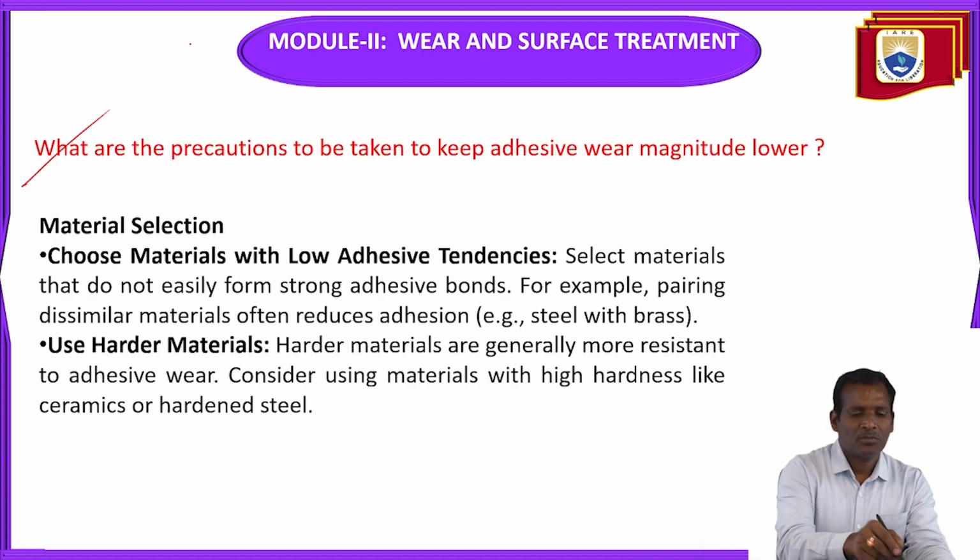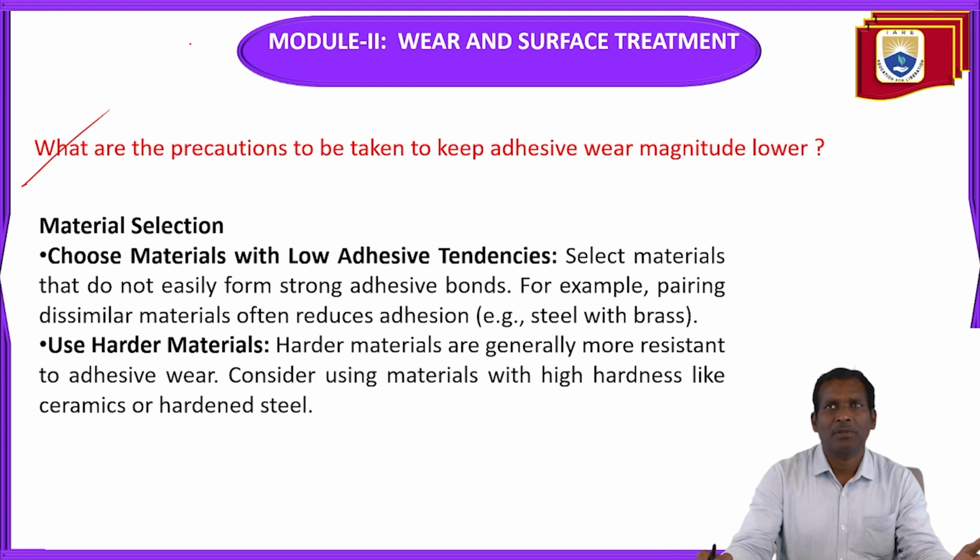Next question: what are the precautions to be taken to keep adhesive wear magnitude lower? One is material selection. Choose materials with low adhesive tendencies. Select materials that do not easily form strong adhesive bonds. For example, pairing dissimilar materials often reduces adhesion, such as steel with brass. Use harder materials. Harder materials are generally more resistant to adhesive wear.